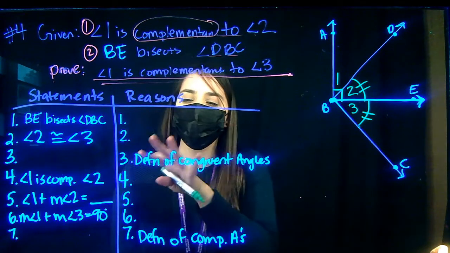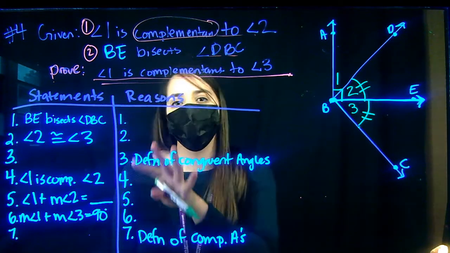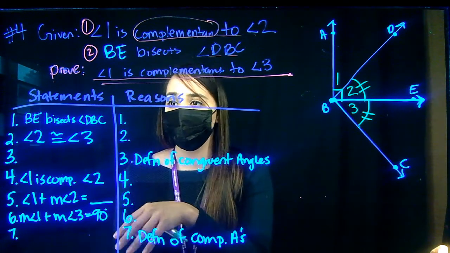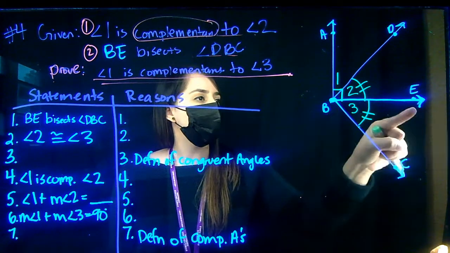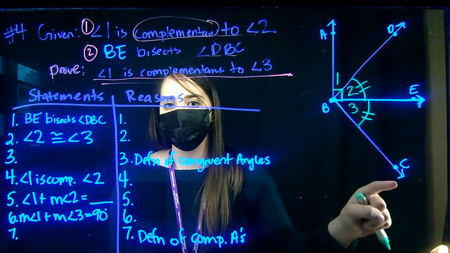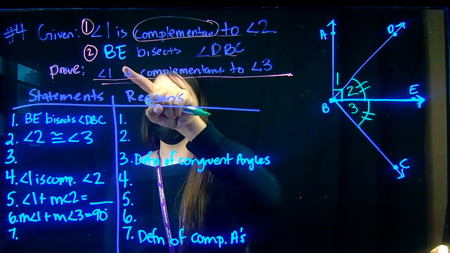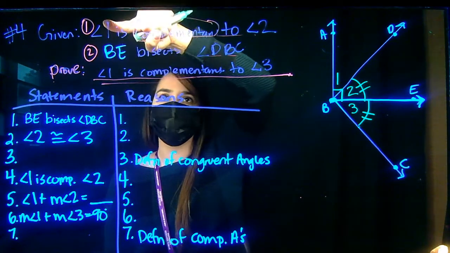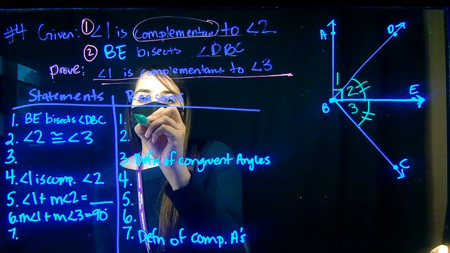And remember, we're just learning 2-column proofs right now, because it's a way to be organized, but we're going to go into paragraph proofs and flowchart proofs later on. So BE bisects DBC. How do I know that BE bisects DBC? It was given to me up here, right? And if you guys notice, they actually used the second fact. What we've been used to so far is using the first fact, right? But you can use it in any order that you want. So we're going to say that that was given.